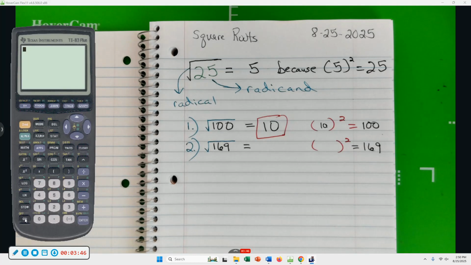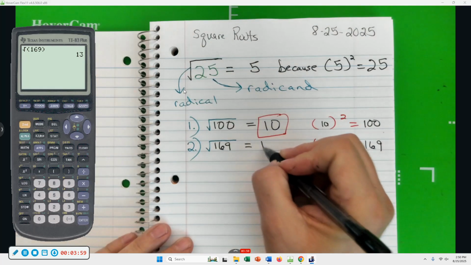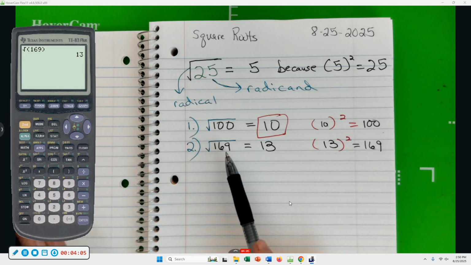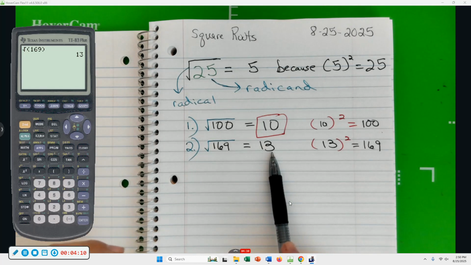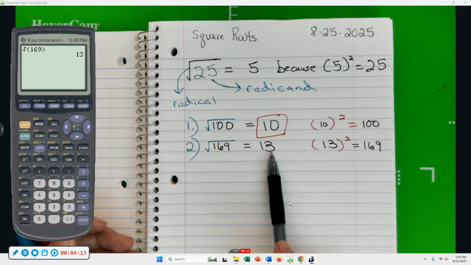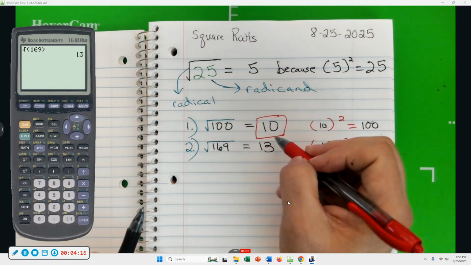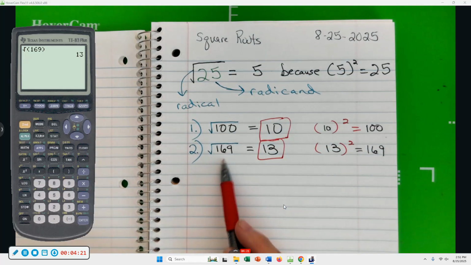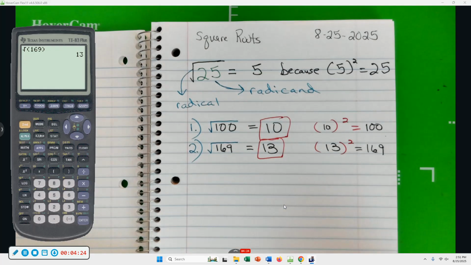Let's see. I'm going to do this. The square root key is in yellow, so second square root, 169, close the parentheses, enter. 13 times 13 is 169. If you can find the square root of the number, and it's just an integer, not a messy decimal number, we call that a perfect square. So 100 is a perfect square, 169 is a perfect square, the number 25 is a perfect square.